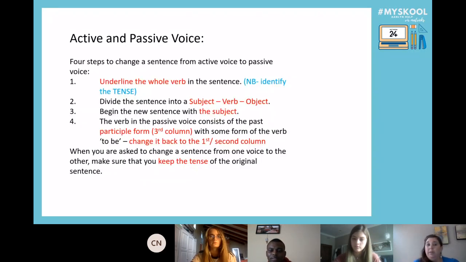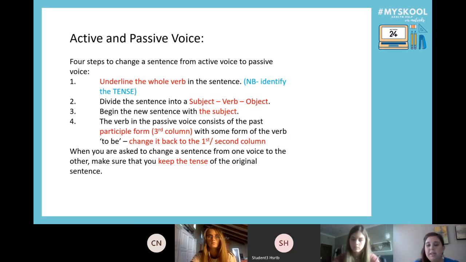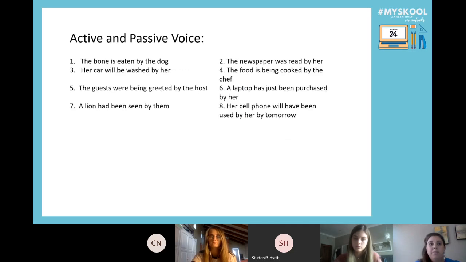Then we have to also be able to change a sentence from the passive to the active voice. So you underline the whole verb, meaning the is, the being, the been, everything. And identify the tense. Divide the sentence into a subject, verb, and object. Begin with the subject, not with the object. And once again, you change the past participle form and change it back to the first column verb. Keep the tense. I think you know better what I mean by this now.